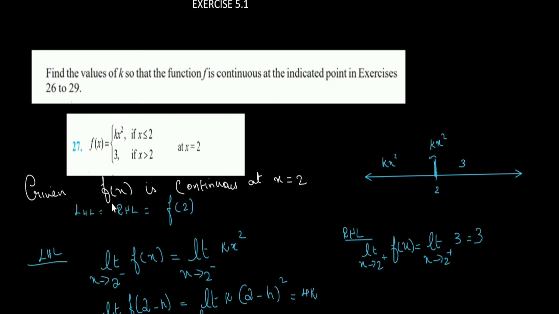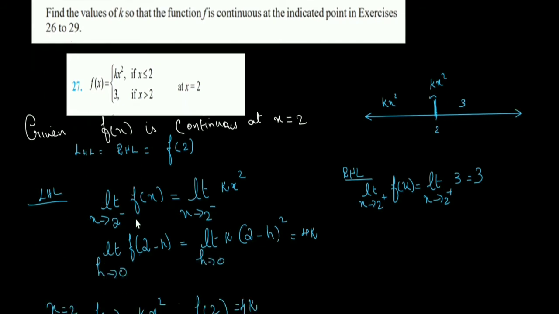It is given the function f of x is continuous at x is equal to 2. So we know that if a function is continuous at a point, then the value of the function is equal to the limit value of the function. That means left hand limit is equal to the right hand limit is equal to the value of the function. So let us first find the left hand limit.